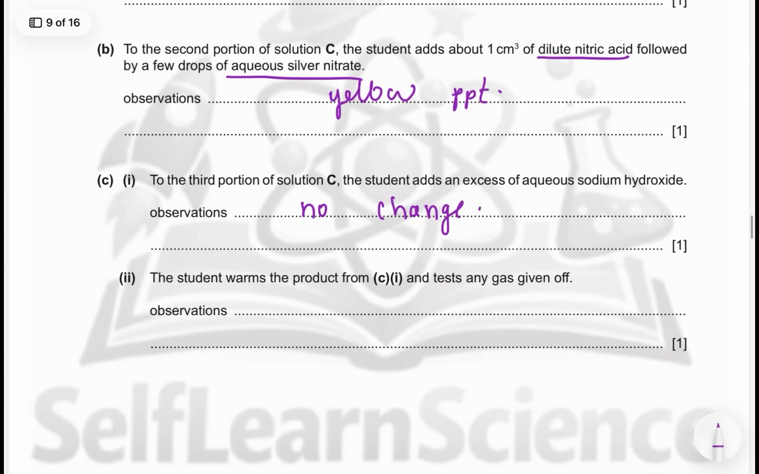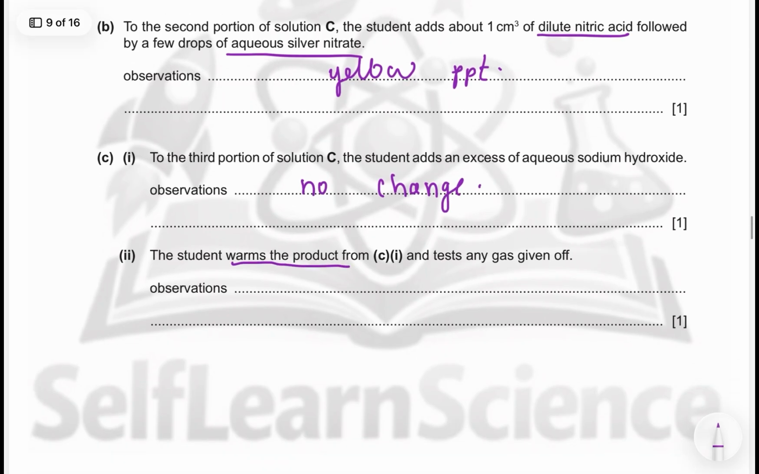And in the next question, they warm the product from C1 and test any gas given off. So here the gas given off was ammonia, and we need to write the observation of ammonia gas which is tested. So it is damp red litmus paper turns blue.